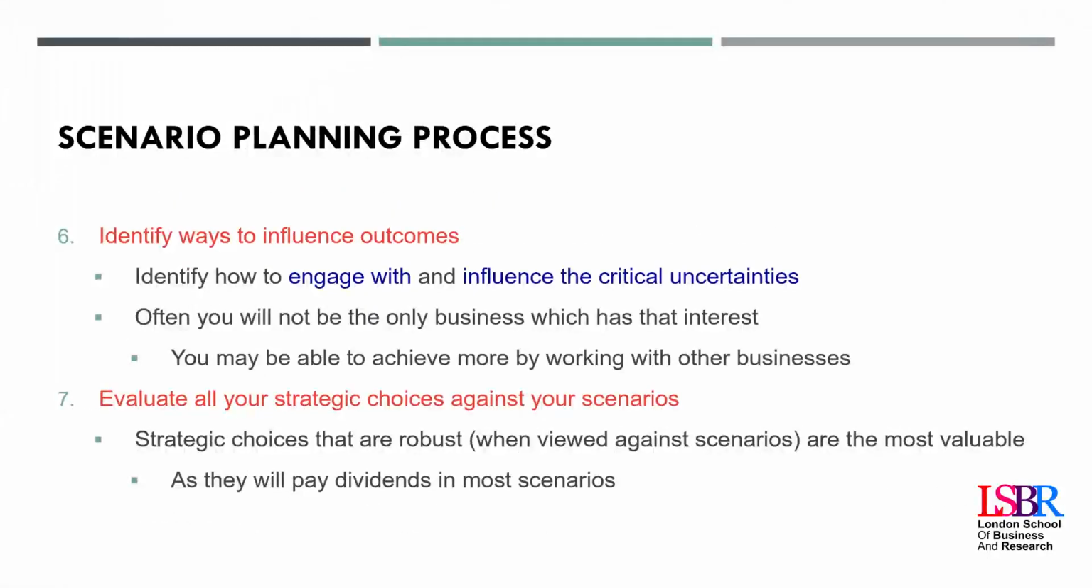We then move on to step 6, which is all about identifying the ways that we can influence the outcome. Now, again, you can't always influence everything by yourself, okay? So it's not about saying what can we do by ourselves. Sometimes it's about saying what can we do collectively.